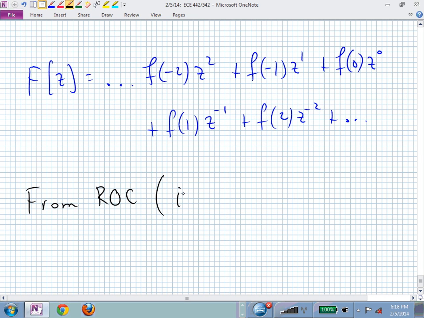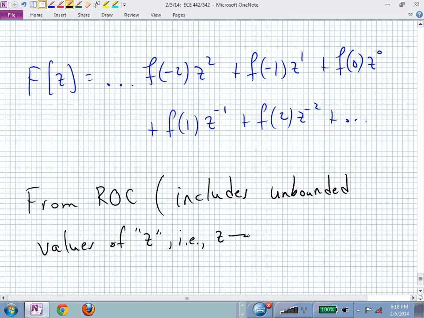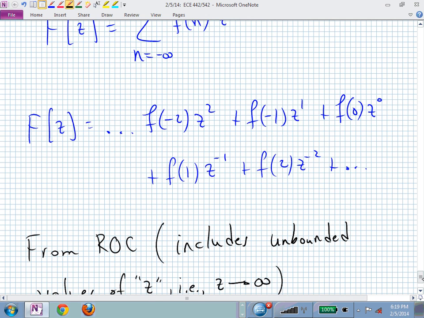From the region of convergence, we can see that it includes unbounded values of this complex variable z, that is, z is marching off to infinity. If z is marching off to infinity, what do we know if this was included in our sum and our sum was converging? What do we know has to happen to f of minus 1 if it's getting scaled by an infinite value? It has to be 0, doesn't it? F of minus 2 is getting scaled by an infinite value squared. That has to be forced to 0.